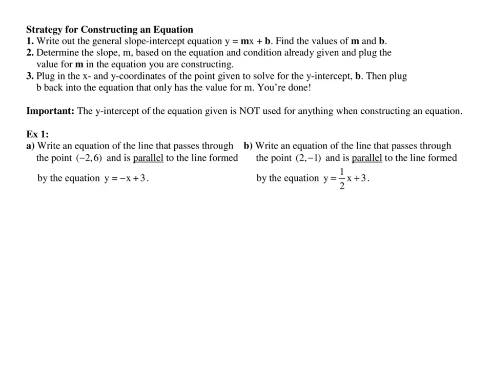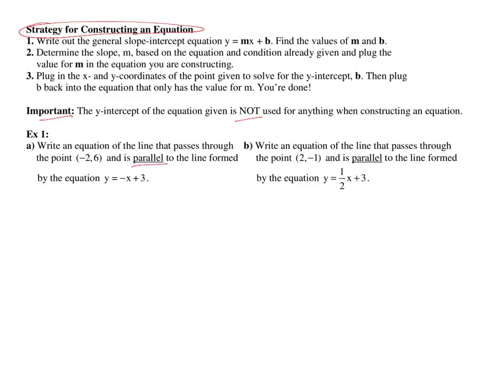All right, let's apply these principles now. Here it says strategy for constructing an equation. You could read through that yourself. And one important detail, the y-intercept of the equation that is given is not used for anything when constructing an equation. All right, so for example 1, it says write an equation of a line that passes through the point negative 2, 6 and is parallel to the line formed by the equation y equals negative x plus 3.